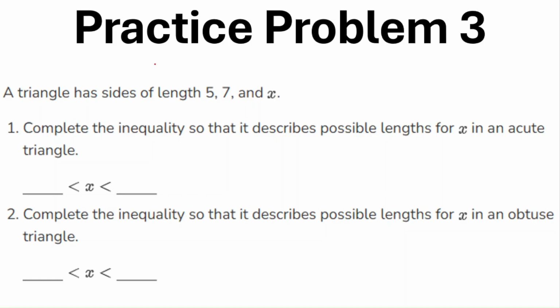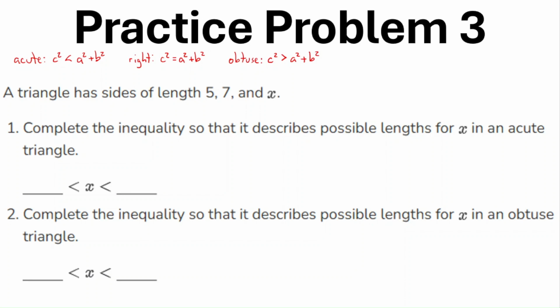So if you remember, we said that it is acute when c squared is less than a squared plus b squared. We said that it is right when c squared equals a squared plus b squared. And we said that it is obtuse when c squared is greater than a squared plus b squared.